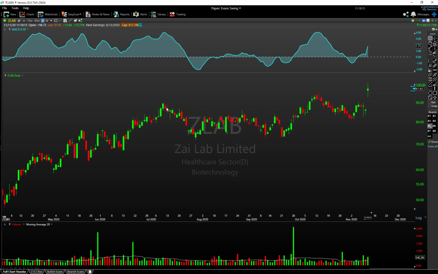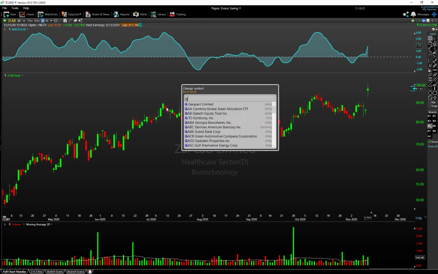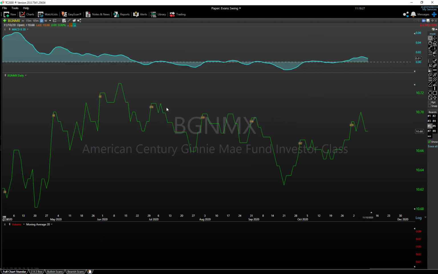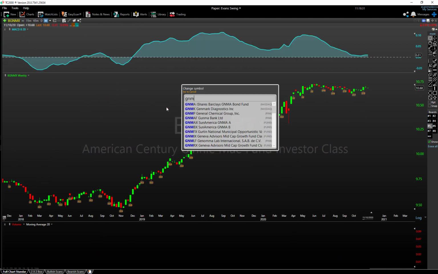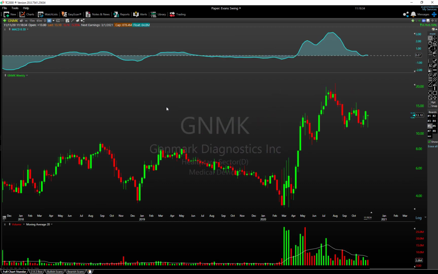Next scan I wanted to show. This is a candlestick pattern. I don't do too much with this, but I know a lot of traders do. This is a dragonfly candlestick pattern scan, and we have this on our store. That is not the ticker. Let's try this again. GNMK.